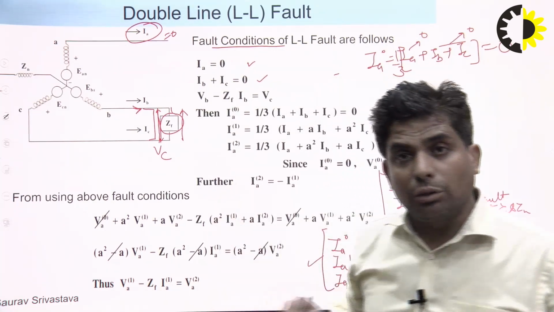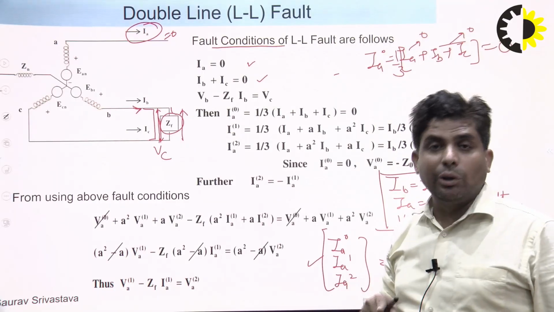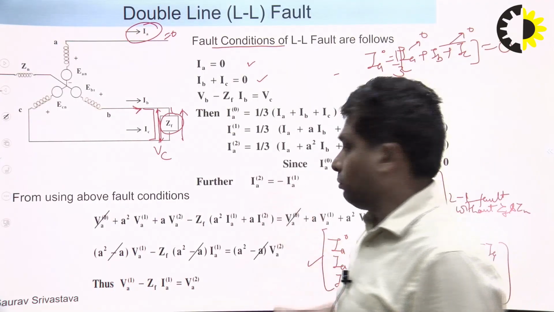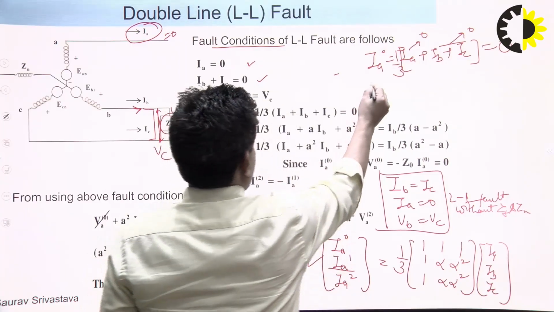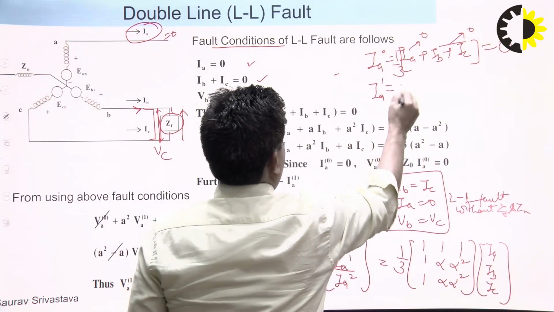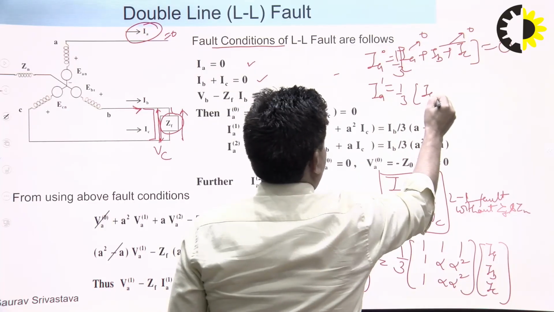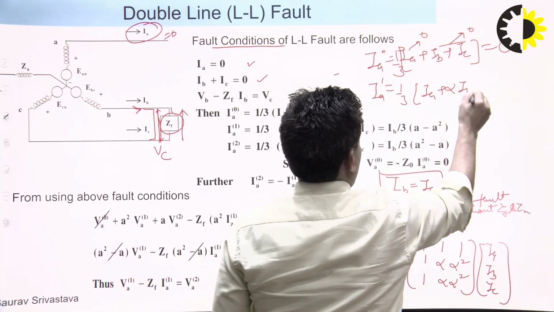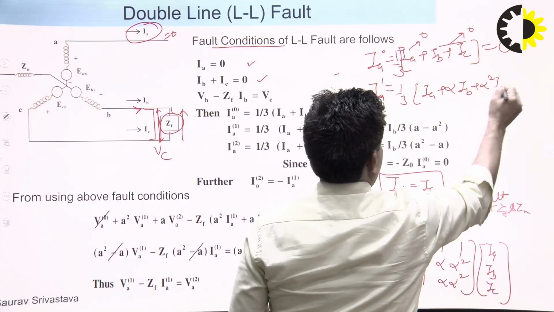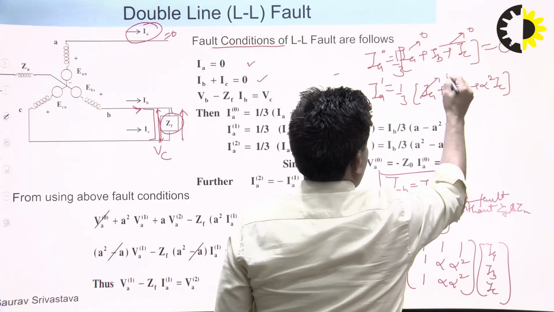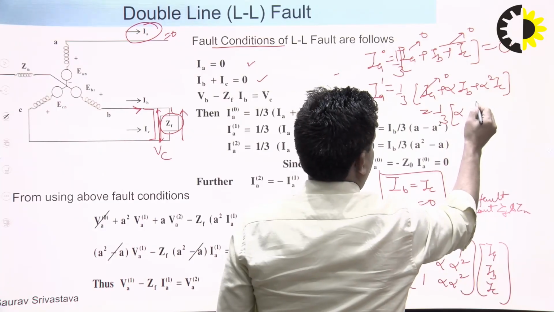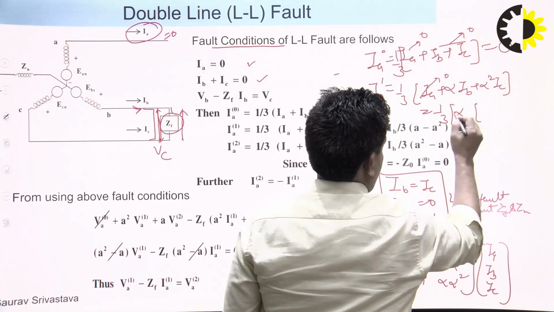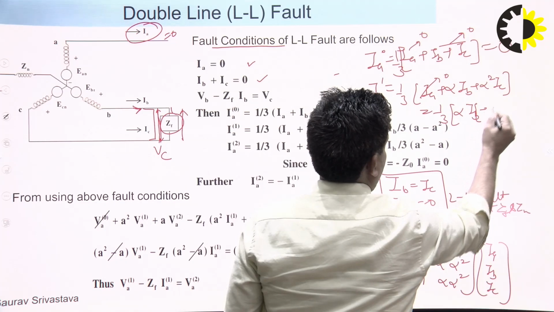Then we can find out whether the positive or negative sequence is available or not, so it depends on the conditions. Then again we take the second equation, IA1 is equal to 1 by 3 (IA plus alpha IB plus alpha square IC). Since IA is 0, it becomes 1 by 3 (alpha IB plus alpha square IC).